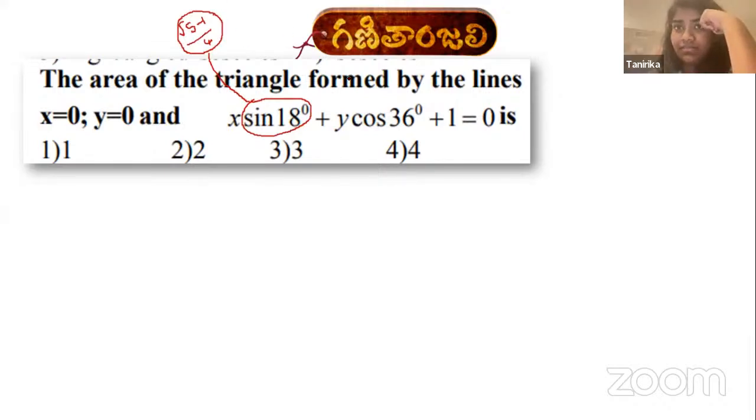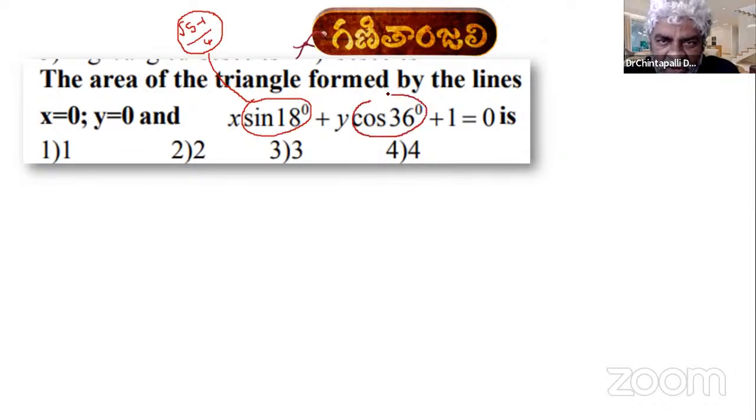Yes, sir. Its continuation, its next level, is sin 18 degrees. Sin 18 degrees is root 5 minus 1 by 4. And the cos 36 degrees value is root 5 plus 1 by 4.